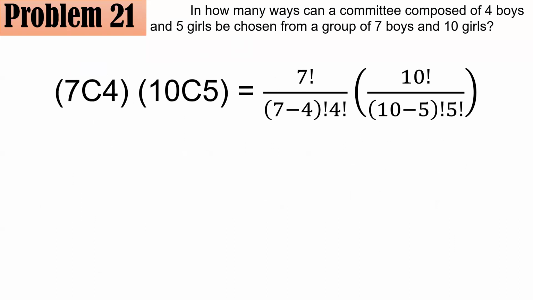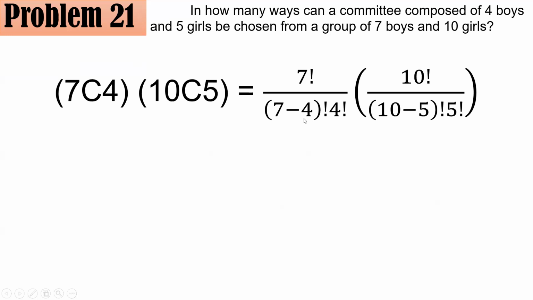So take note that order here does not matter. Order in a committee, I mean, order does not matter. So this is a combination problem, not a permutation problem. So out of the seven boys, you will choose four of them. So seven combination four, which is 7 factorial all over 7 minus 4 factorial, 4 factorial.